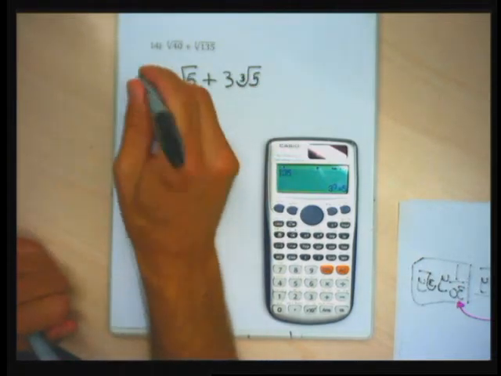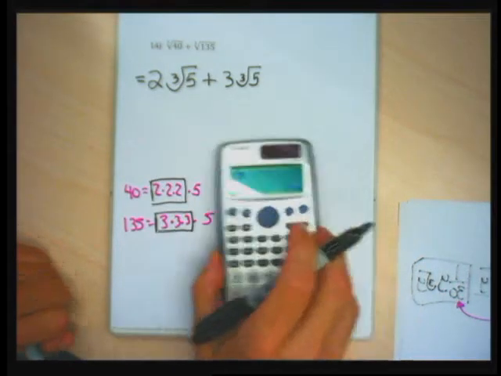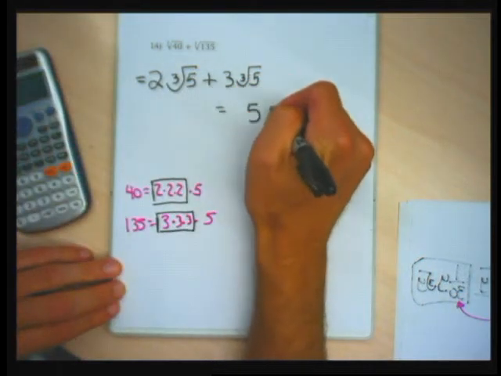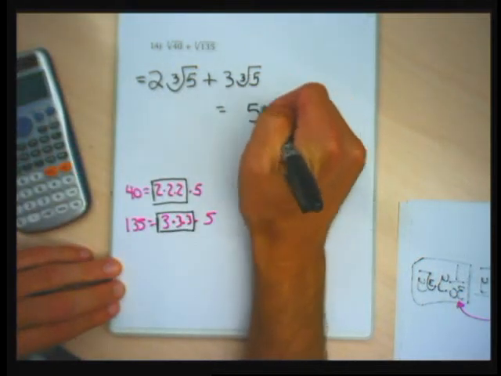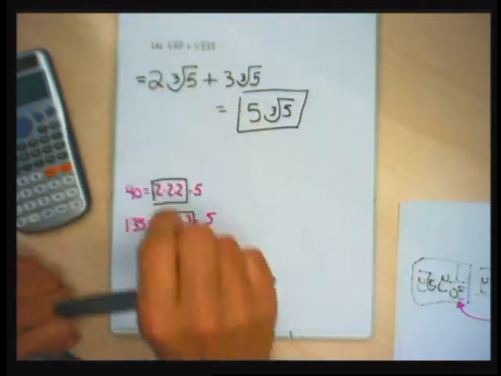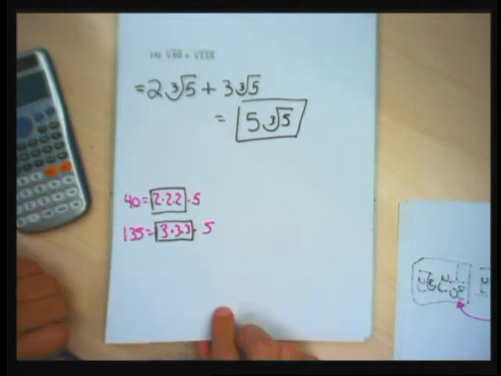And now that I've rewritten each of the cube roots, I've produced something that can be added, and my answer is going to be what I get when I add these two. I'm going to add the 2 and the 3 and leave the 5 alone. So this is just going to be 5 times the cube root of 5. If I didn't attempt to reduce the radicals, I just stopped and said they couldn't be added, then I'd be wrong.